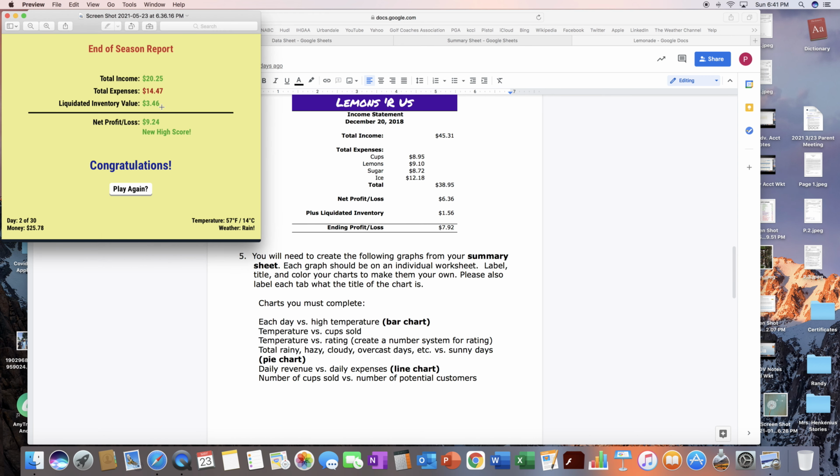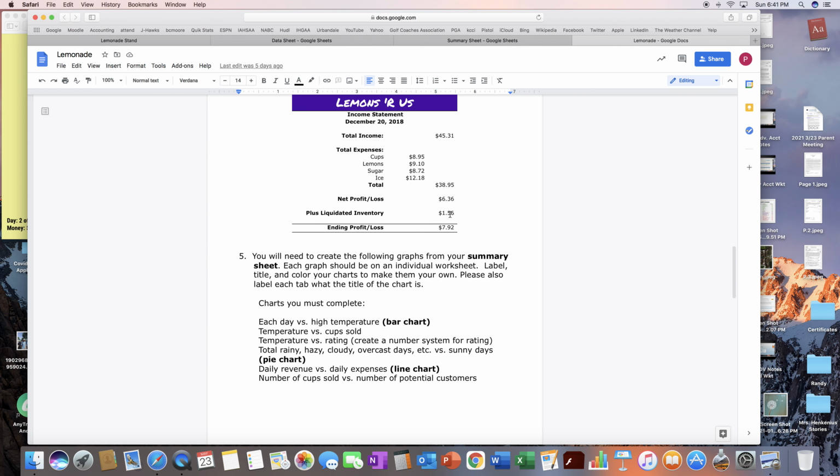Liquidated inventory is the number here. You'll place that there. And ending profit or loss will be the net profit plus the liquidated inventory. So the total, add these 4 numbers up. The net profit or loss is income minus expenses. Ending profit is net profit plus liquidated inventory, selling your stuff. So that is how you complete the income statement.